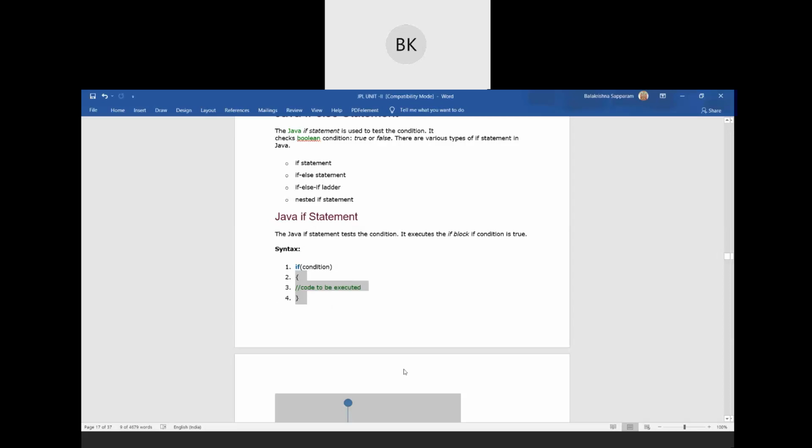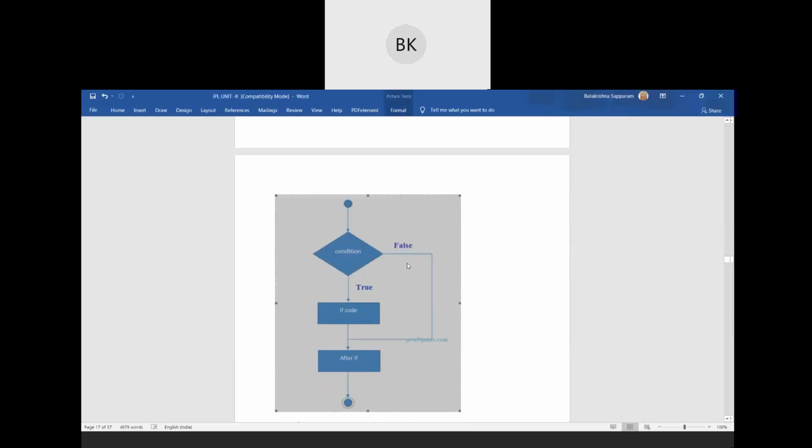Then coming to the diagrammatic representation of simple if: if the condition is true, the if block is executed. If the condition is false, skip the if block. This block of statements is skipped whenever the condition is false. After that block, if there are any statements, they are executed as usual. That is simple if. If the condition is true, the if block is executed. Otherwise, skip the if block and the remaining statements are executed. After the if, whatever statements there are, those statements are executed. That is the if statement.